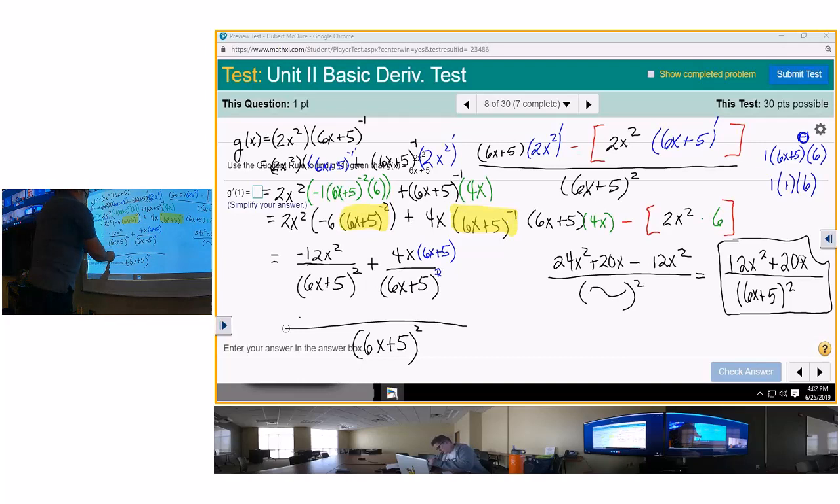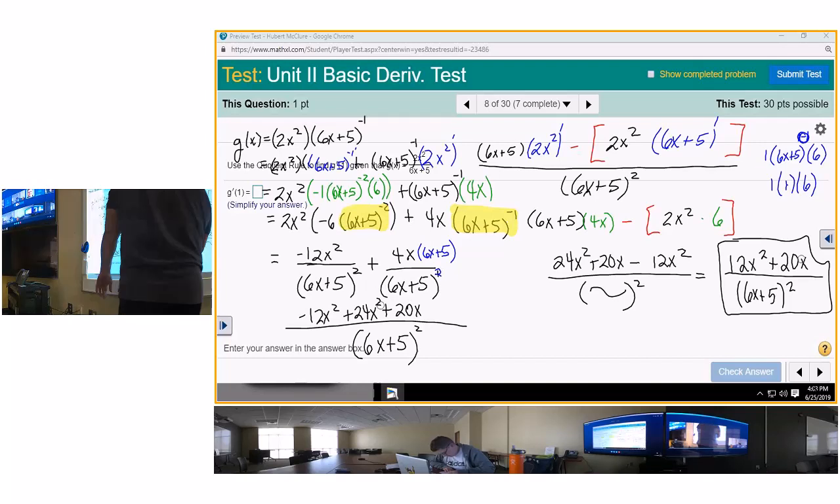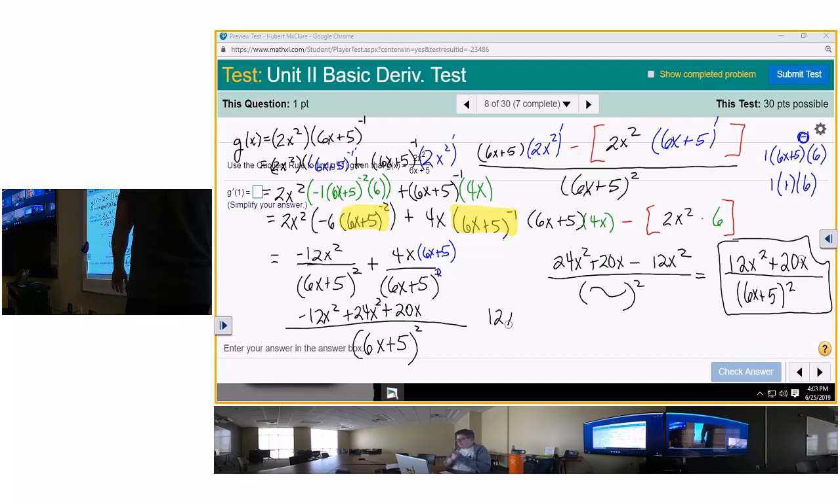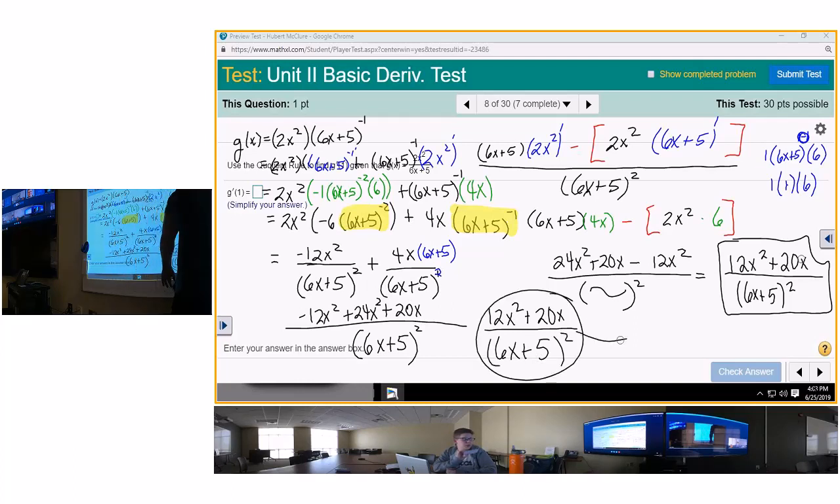And then we got negative 12x squared plus 24x plus 20x. And what's negative 12 plus 24? That should be x squared. Hold on. X squared right here. Negative 12x squared, that's 12x squared plus 20x over 6x plus 5 quantity squared, and that should be the same thing we got there.